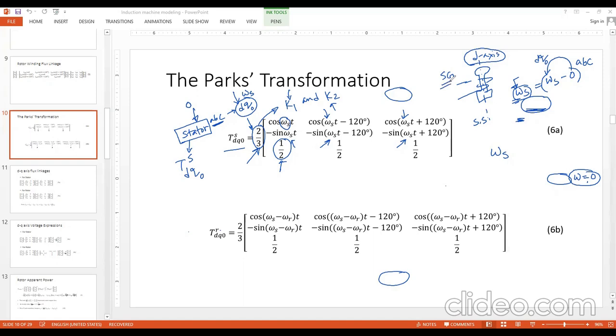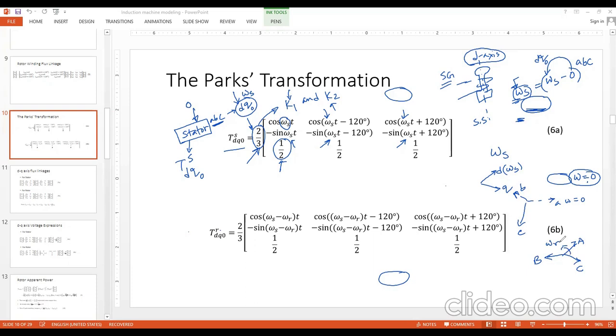In the case of the wound rotor induction machine, there are three speeds. One is the speed of the DQ axis, that is synchronous omega s. One is the speed of the stator coils ABC, that is 0. And one is the speed of the rotor coils A, B, C, that is omega r.